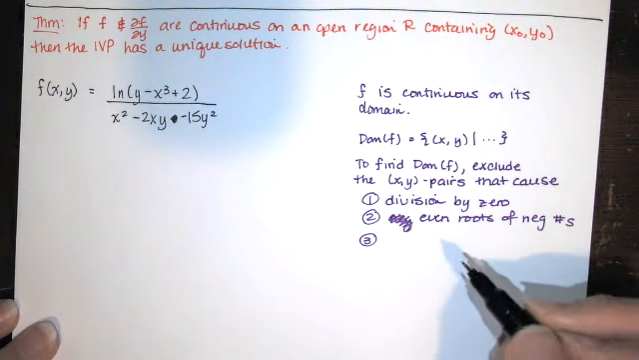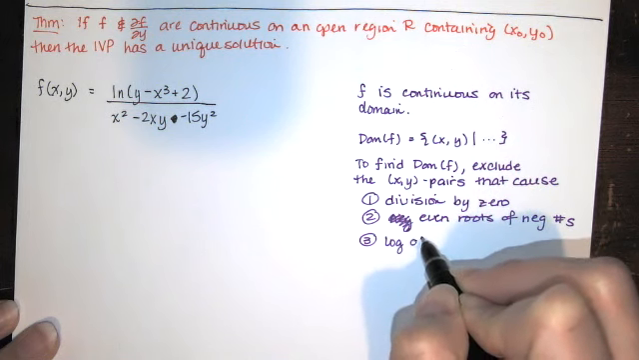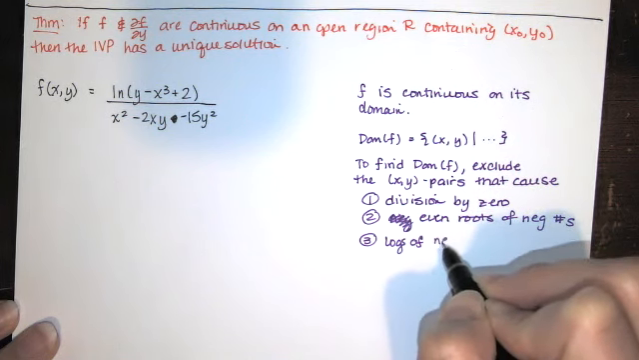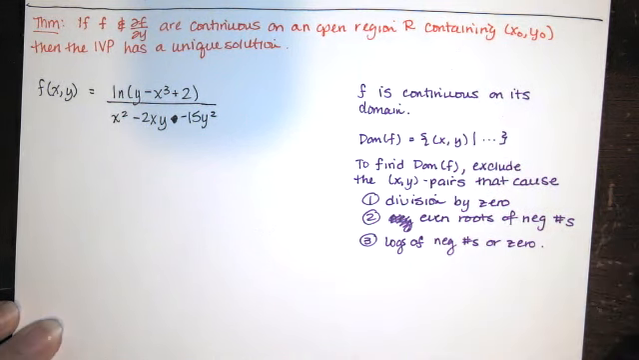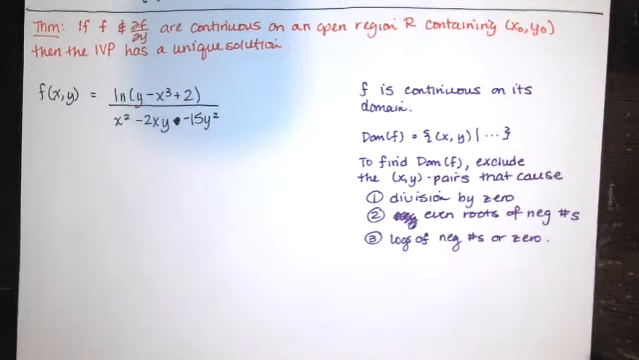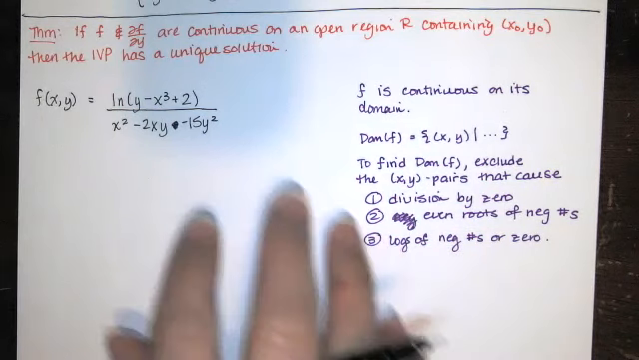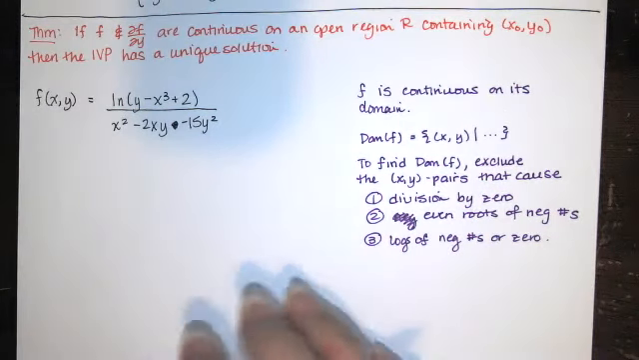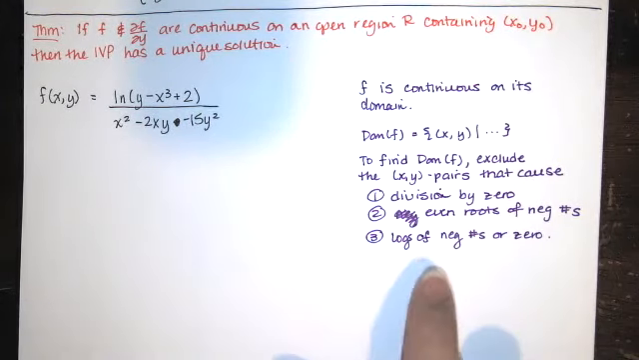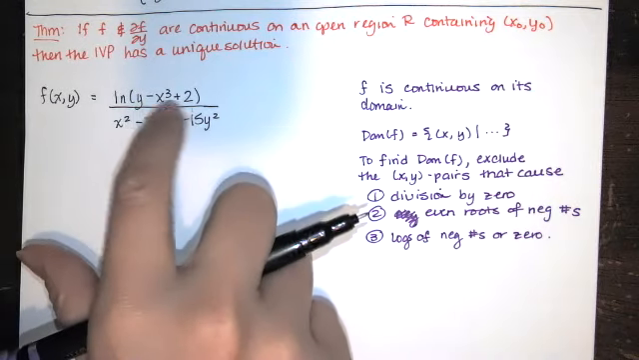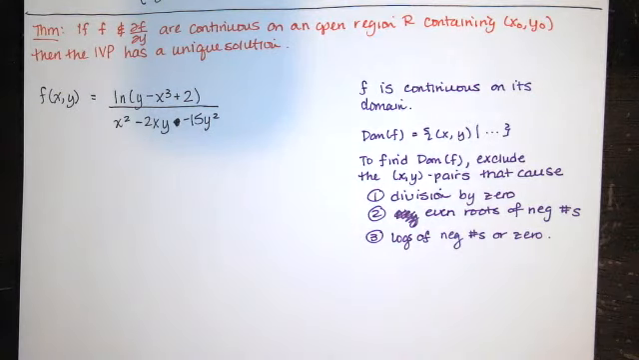And then the third thing that we cannot have is a logarithm. Logs of negative numbers or 0. We can't take the log of a negative number in the real number system, and we can never take the logarithm of 0. So those are the things that we're looking for. We look over here and we're looking for anything that could cause division by 0. Well, we'd have a problem when this denominator is 0. And we'll have a problem when what's inside here is negative or 0. So the expression inside the logarithm has to be positive.